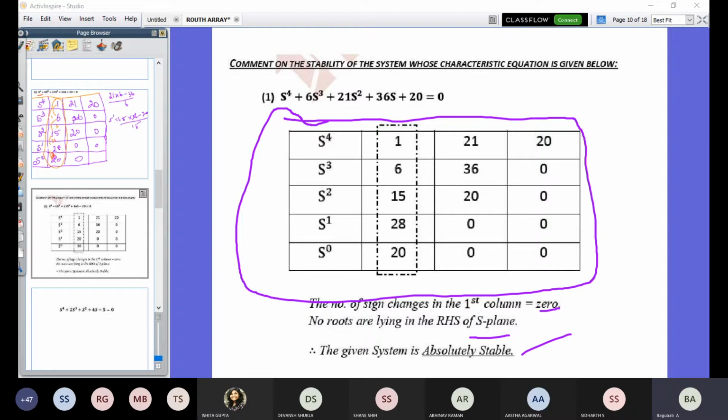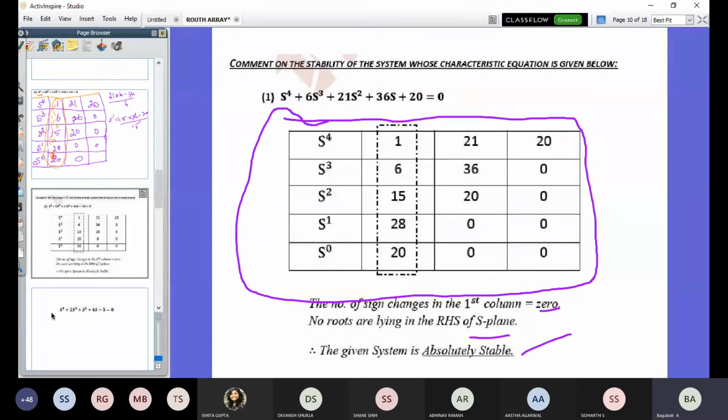Milan, Nandal, Prarthana, Ritika, Srihari, all are present? Yes, sir. So no doubt, we will move to the next problem. Please tell me first, acknowledge. Yes, sir. Then only we can discuss more number of problems.